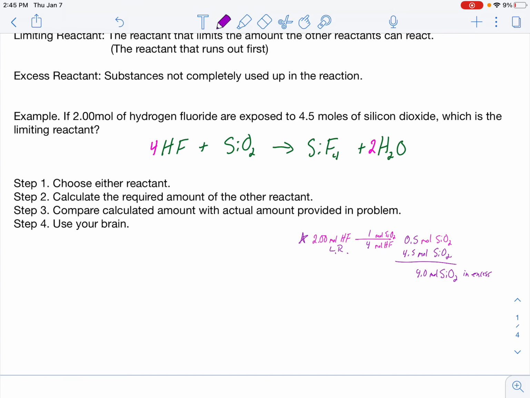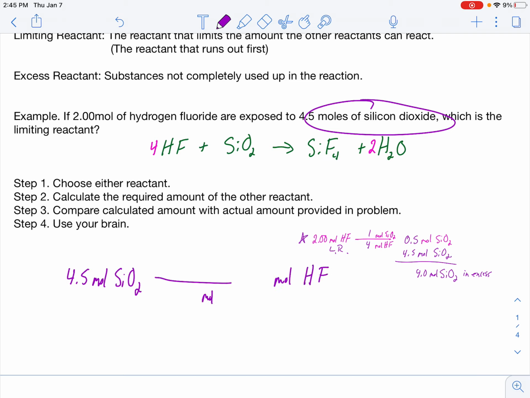All right. So we're going to take our 4.5 moles of silicon dioxide, so 4.5 moles SiO2, and we're now comparing that to moles of HF. So moles SiO2 are on bottom, moles of HF up on top. That's a 4, that's a 1, that gives me 18. We'll write it in a different color so it stands out. Moles of HF. We're comparing the calculated amount with the amount given to us in the problem. We were given 2 moles.